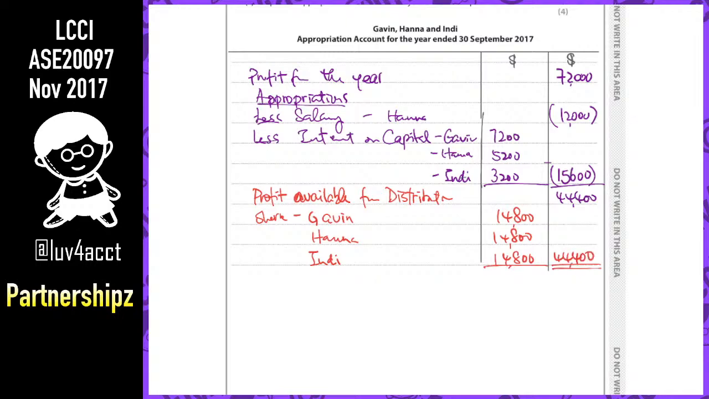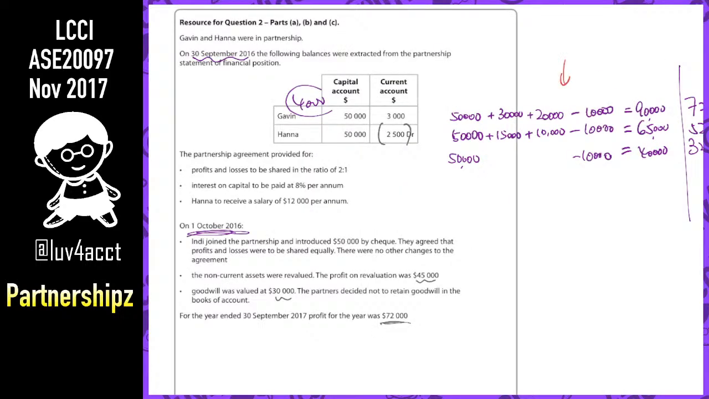I think it is bad news for you, because in the question it sets 8% interest on capital. At year start, that is 1st of October, year 2016, there is the change of partnership, introducing Indy as one of the partners, and then the partnership capital changes because of the capital introduced, because of the revaluation and the goodwill adjustment, just like what we did in this calculation.